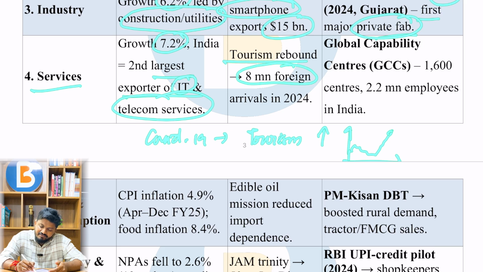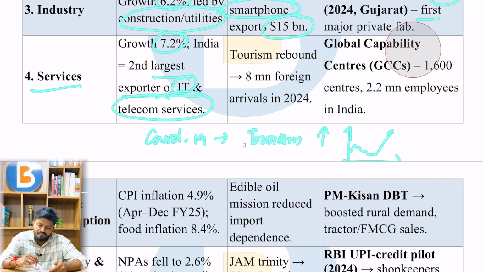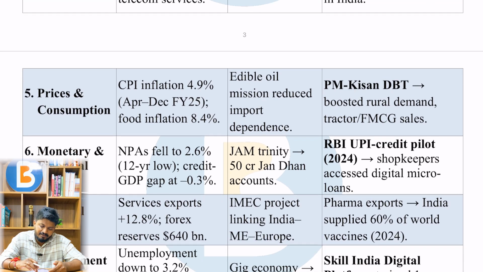8 million foreign arrivals in 2024. And along with this, global capability centers. These are 1600 centers with 2.2 million employees in India, which improves the capability of Indians throughout the world. So these global capability centers are also very significant with respect to developments in the service sector in India.